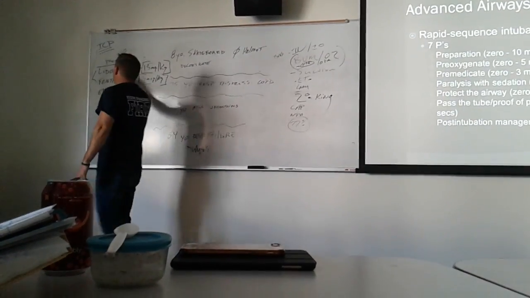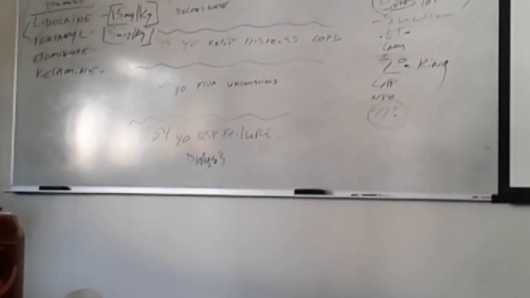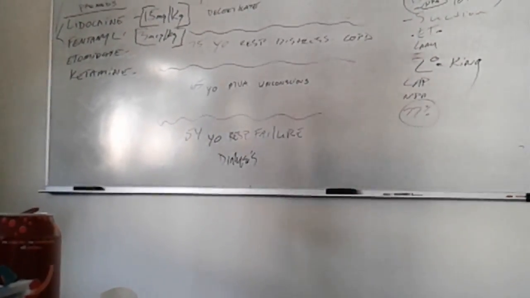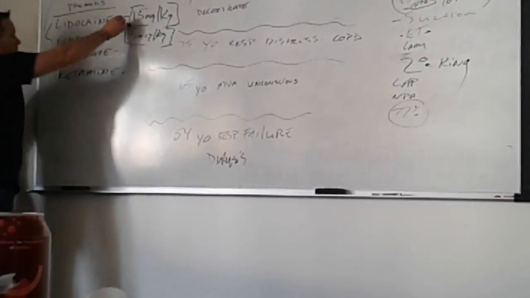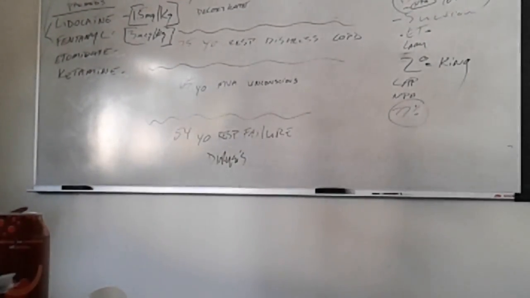So we have lidocaine and fentanyl, so we give our lidocaine. That's the first med that goes in because it has the longest duration to wait. It's got its 3 minutes. As you're waiting during your 3 minutes, you're going to draw up your fentanyl, your 3 mics per kilo. So let's pick a weight for this 8-year-old.